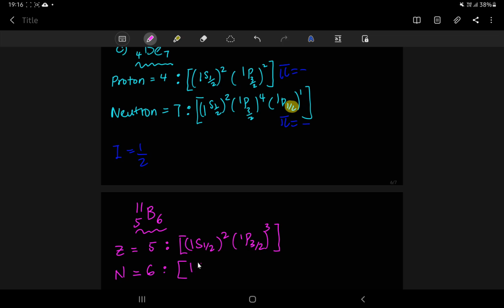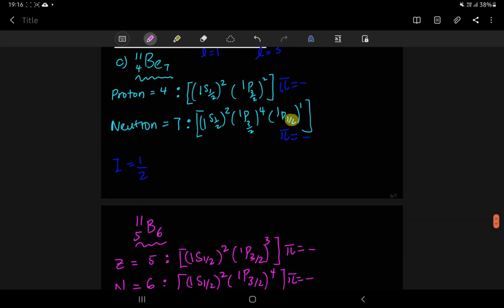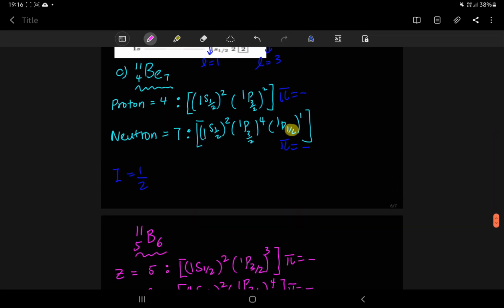Same thing for the neutrons: 1P 3/2, so we need to take the maximum one, which is 4. 4 plus 2 is 6, right? So pi equals negative, which is odd. Pi is the parity. Negative, because it is the P subshell.